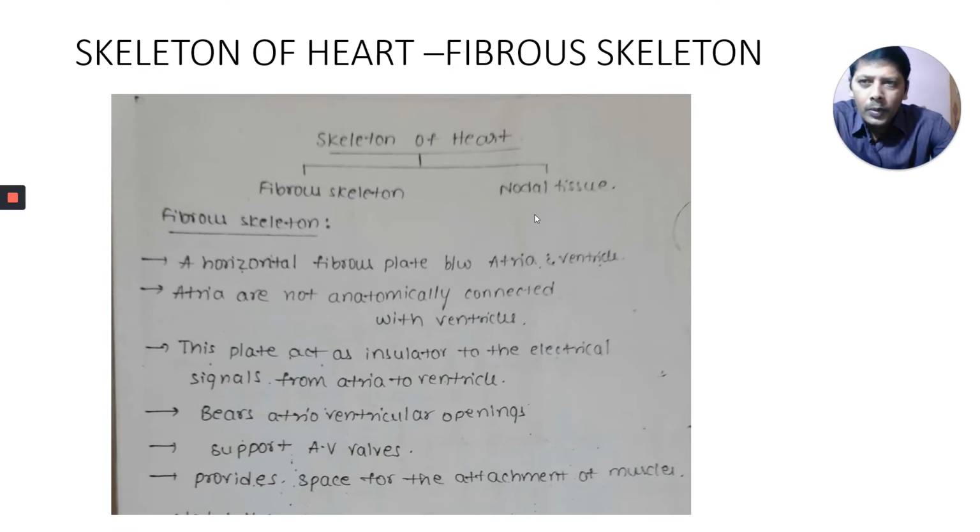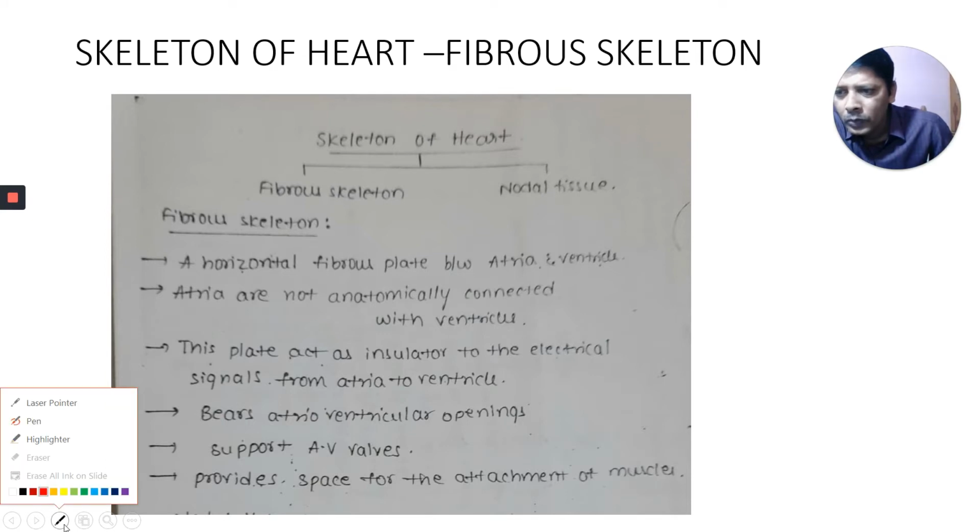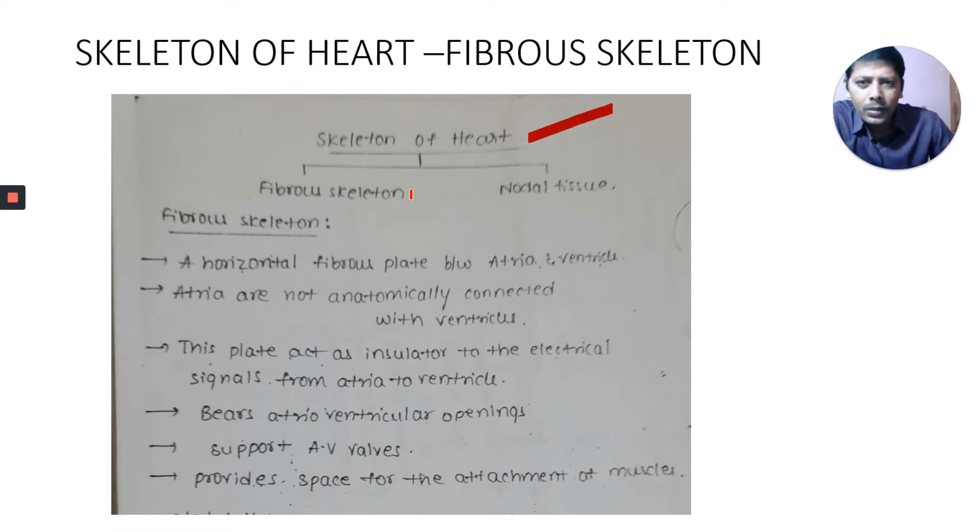Okay, first let us talk about the fibrous skeleton of the heart. Like we have our body skeleton, our heart also has a skeleton. The skeleton of the heart consists of fibrous tissue and nodal tissue. It is not given in our textbook. Note down these points, very important.